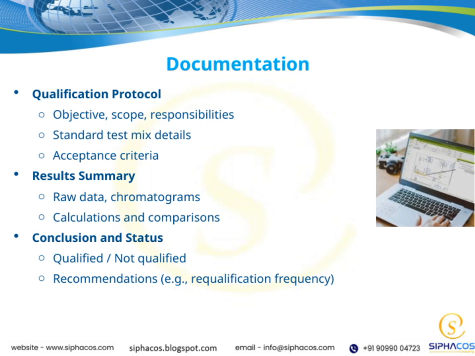Next, we define the acceptance criteria. These are the benchmarks that determine whether the results are acceptable or not. The results summary provides a consolidated view of all the data collected, giving us a clear picture of performance. We also include raw data and chromatograms, which are essential for transparency and traceability. Calculations and comparisons help us analyze the data, verify consistency, and ensure compliance with standards.